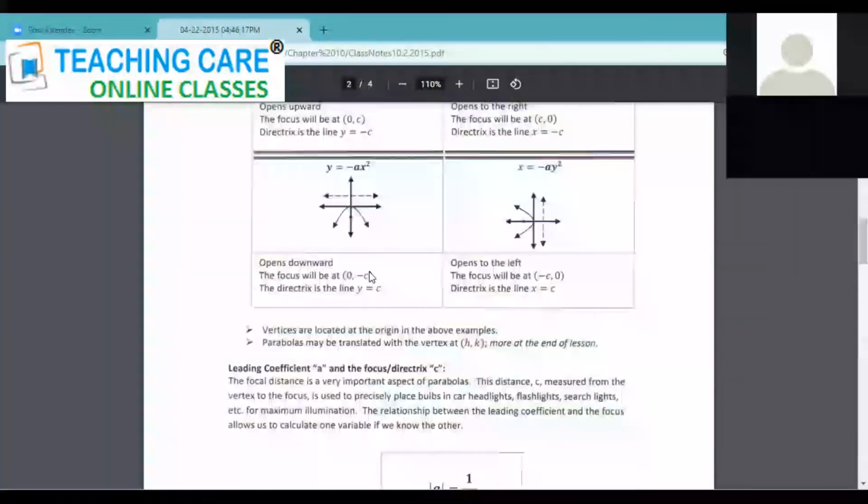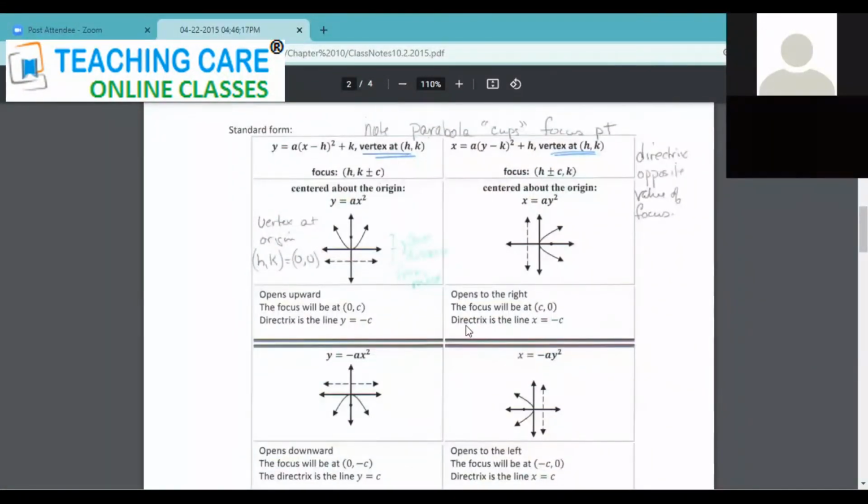If you are thorough with this, I mean the tabular form, then you can write all this. Understood? Fine. So whatever the c value, the opposite negative sign will be added to that. That will be the directrix of the line.